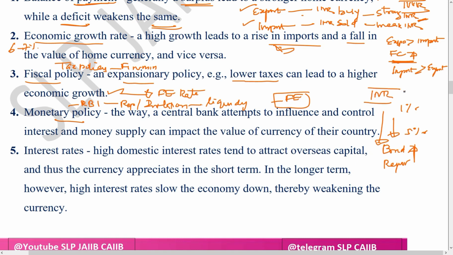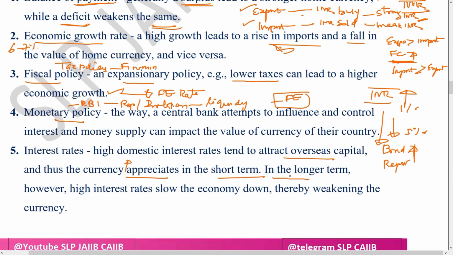So they have to sell their own money and purchase Indian rupees. If they are purchasing Indian rupees, Indian rupee demand is increasing, so our Indian rupee will be appreciated. It will be getting strong, it will be strengthened. It is appreciating in the short term. If you are increasing the interest rate, it will attract overseas capital, investment from abroad will come to India, and your currency will be strengthened, but only for the short term.